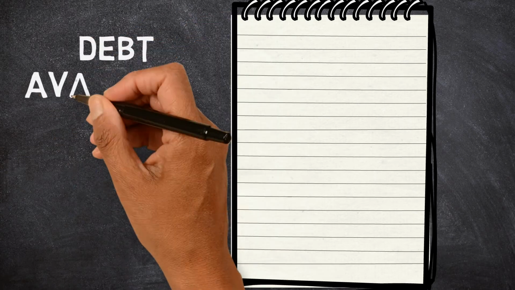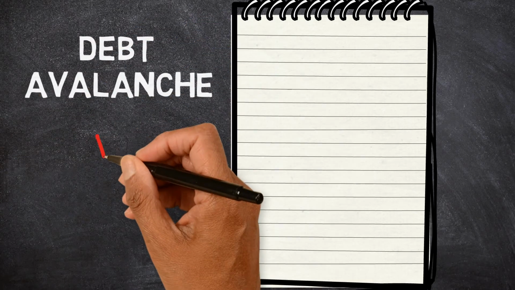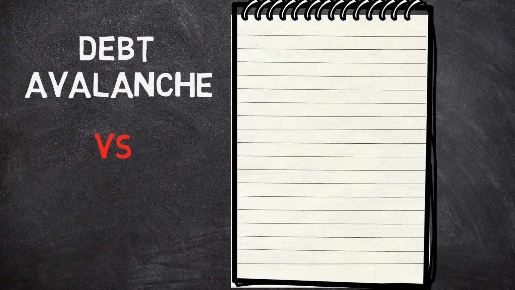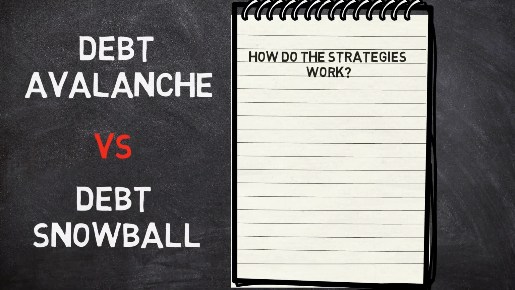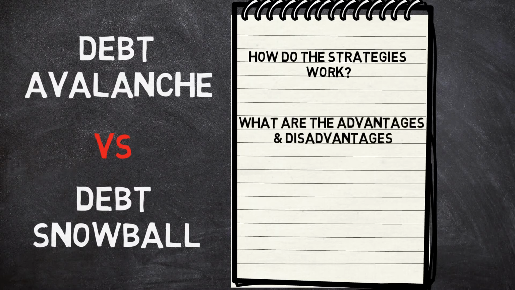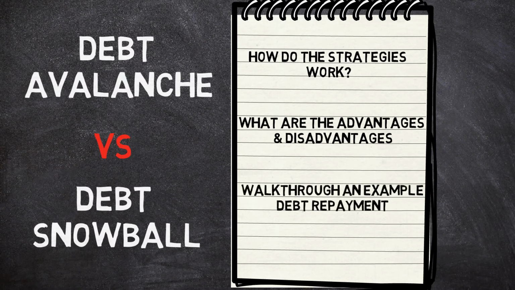Welcome to Finance Decoded. In this video, we will compare two popular debt payoff strategies, the Debt Avalanche and the Debt Snowball, including how the strategies work, the advantages and disadvantages, and an example debt repayment. As always, timestamps are in the description box below.